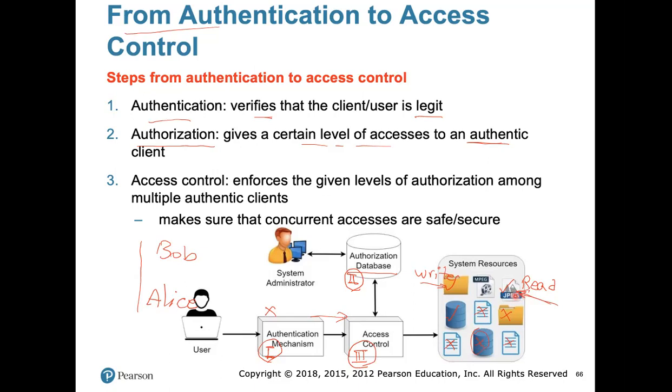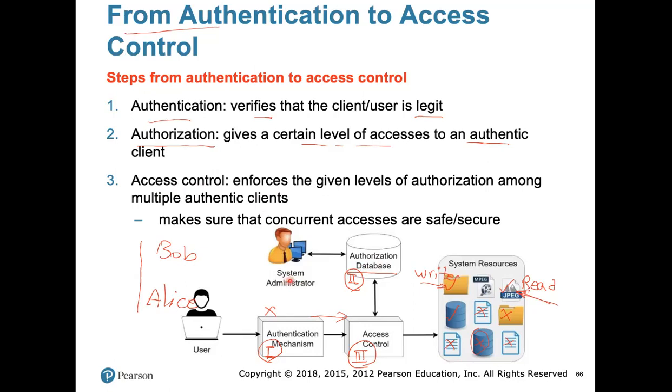The policy implementation, or policy enforcement, is something that happens through access control. So, as a definition, access control enforces the given level of authorization among multiple authentic users or authentic clients. We have a couple of authentic users because whoever passed the authentication should be authentic. And we have different levels of privileges or authorization defined for them. The access control enforces those authorization decisions made by the system administrator.